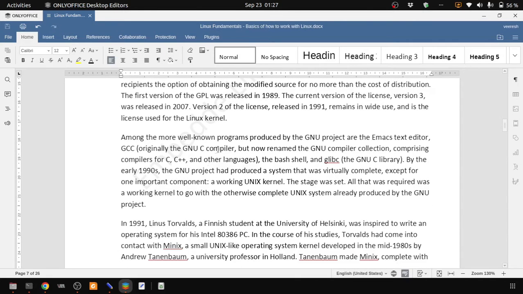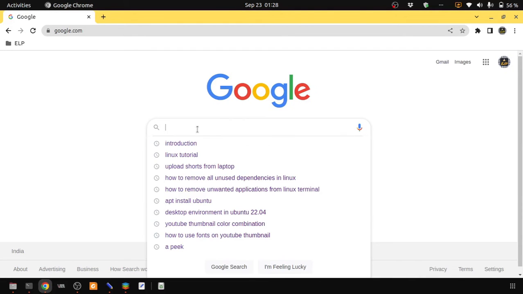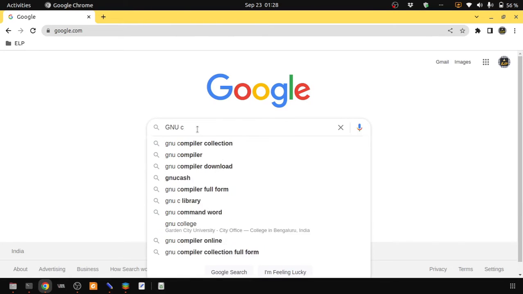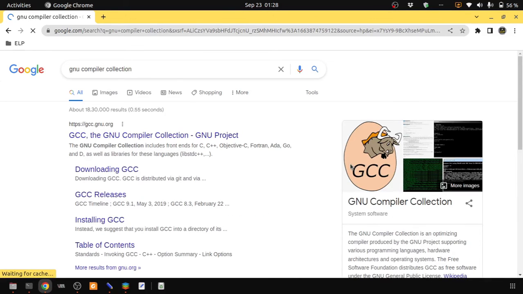Among the more well-known programs produced by the GNU project are the Emacs text editor and GCC, originally the GNU C Compiler, but now renamed the GNU Compiler Collection because it has other compilers: C, C++, Java, and others. If you look at the GNU Compiler Collection, it has a lot of compilers.